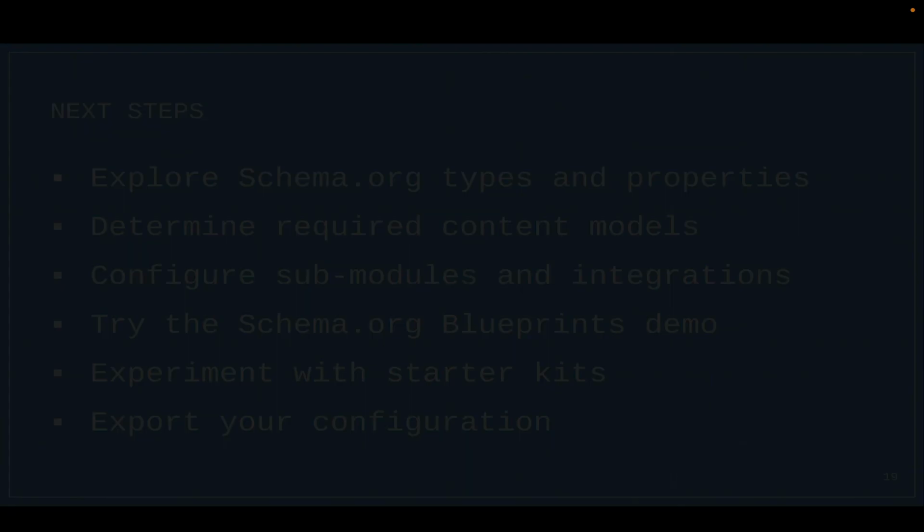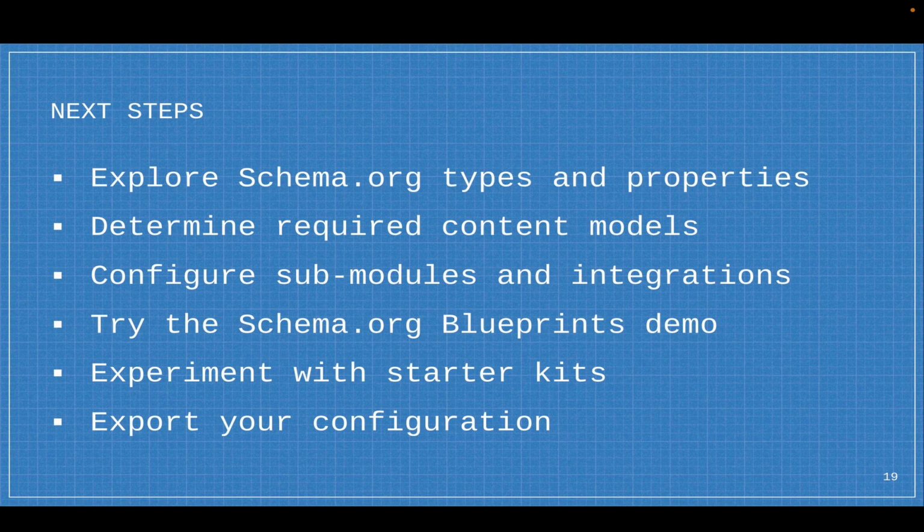And so what are your next steps? Listen, explore schema.org types and properties, determine your required content models, configure your submodules and integrations, try out the demo because it will give you a good idea of the full potential of using schema.org as your blueprint. And experiment with starter kits I've done for the Blueprints module. There's a dedicated video on that. And yeah, at the end of the day, once everything's set up, you're going to export your configuration because you're going to roll your own Drupal site based on the schema.org Blueprints module.